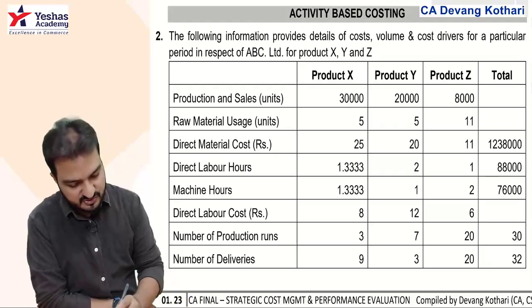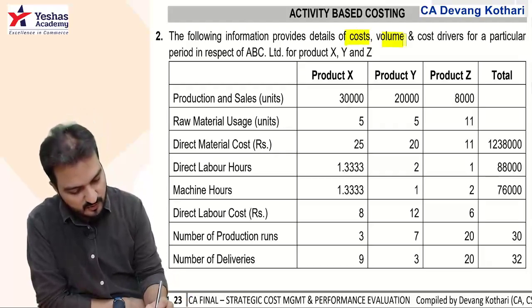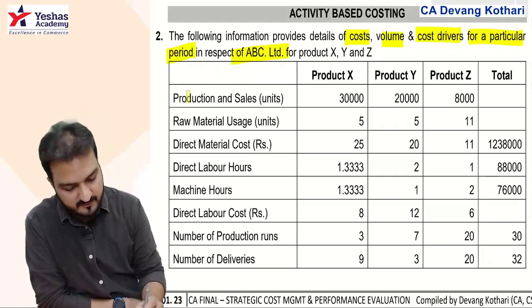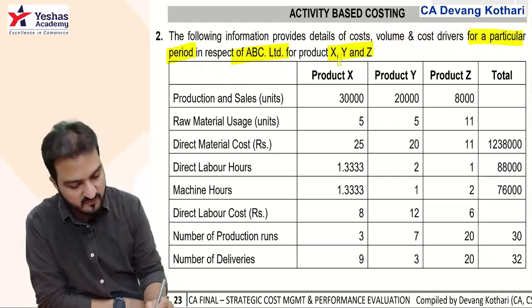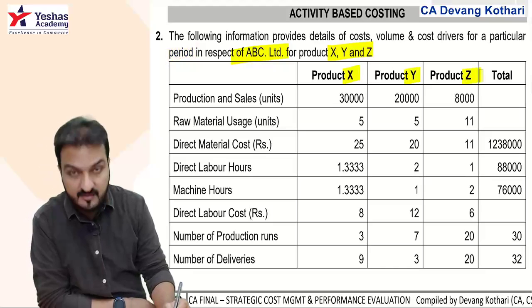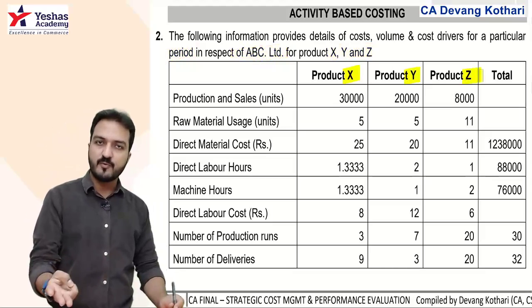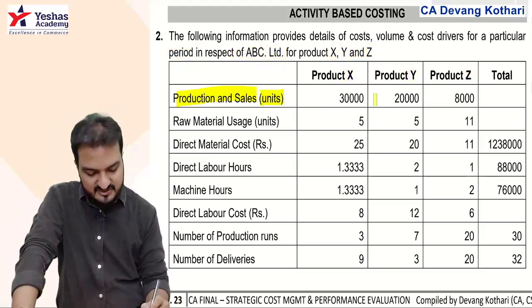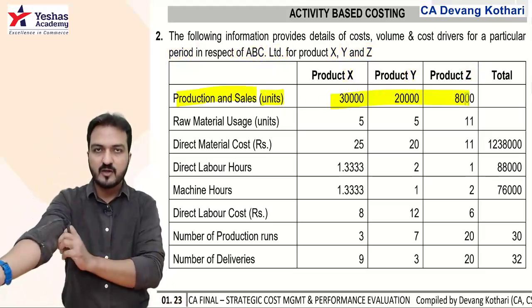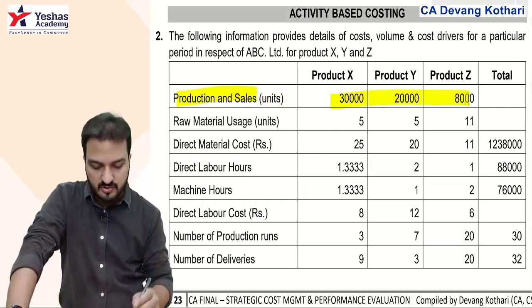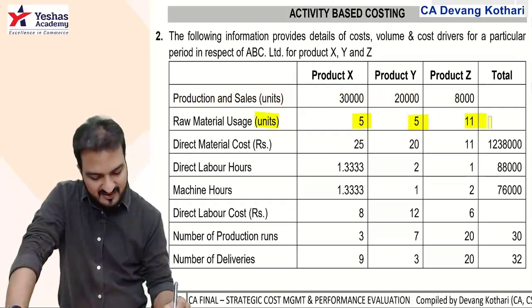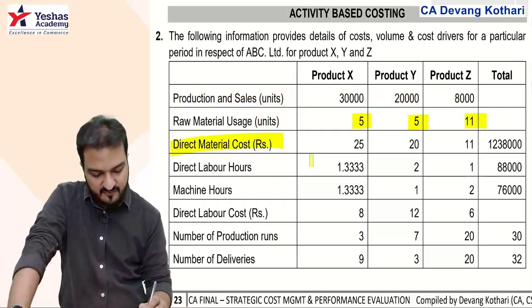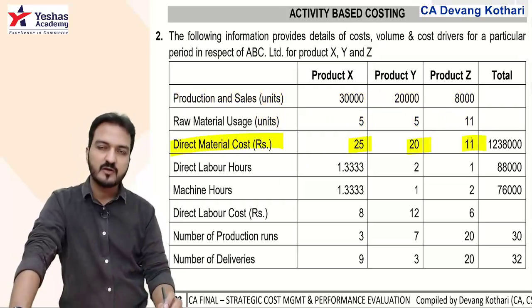The following information provides details of cost, volume and cost drivers for a particular period in respect of ABC Limited for products X, Y, Z. My company produces 3 different products X, Y and Z. Production and sales units for all of them are given. Raw material usage units are given: 5, 5 and 11. Direct material cost in rupees is given: 25, 20 and 11.